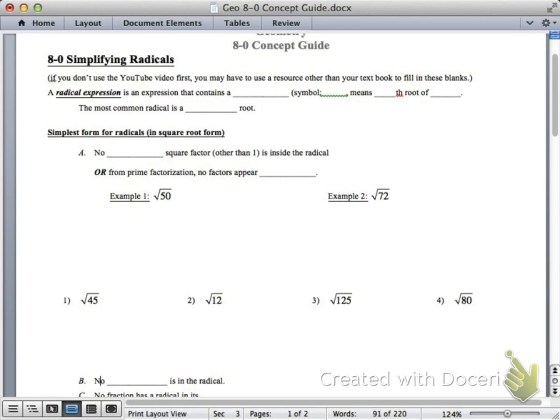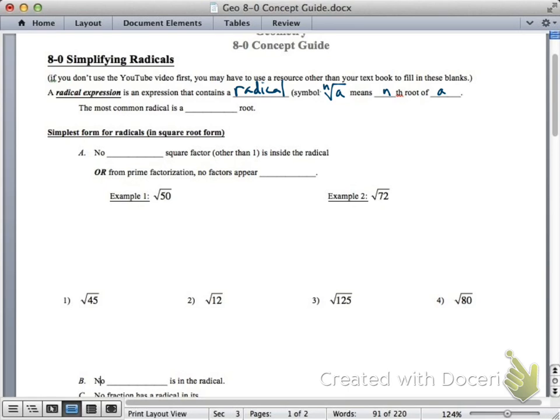All right. Well, this lesson is important for us to be able to handle the next part of our geometry stuff. So we're going to call this 8.0. It's not in your textbook. Simplifying radicals. A radical expression is an expression that contains a radical. That's not surprising. The symbol for a radical looks like this.